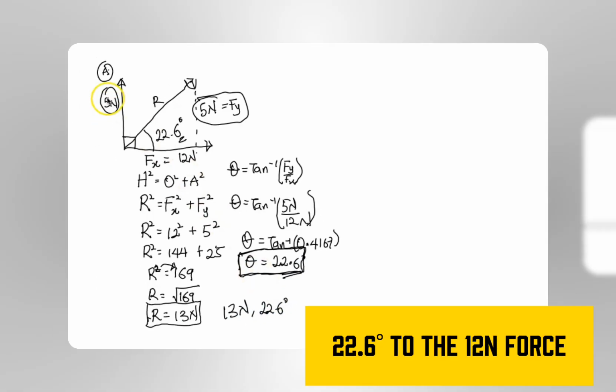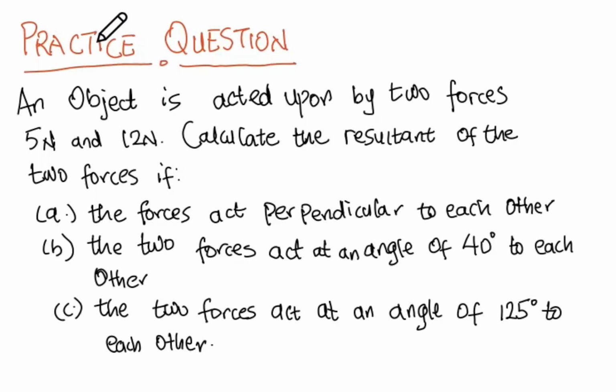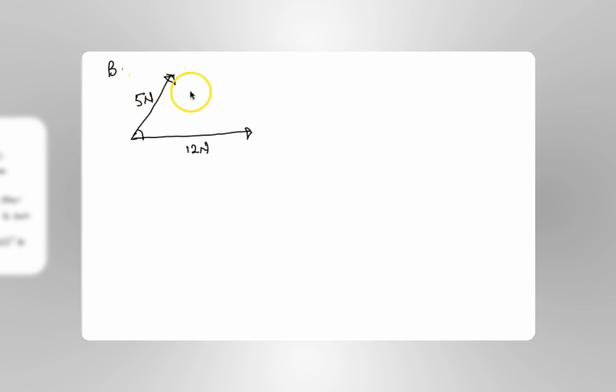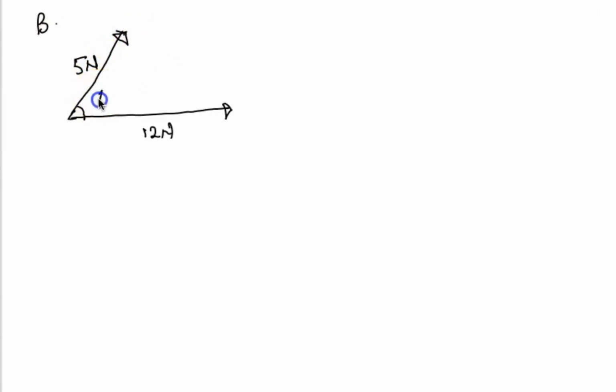22.6 degrees. In the second case, we have to look for the resultant when the two forces act at an angle of 40 degrees to each other. So in the second case, we have these two forces, 5 Newton and 12 Newton, acting at an angle of 40 degrees to one another.